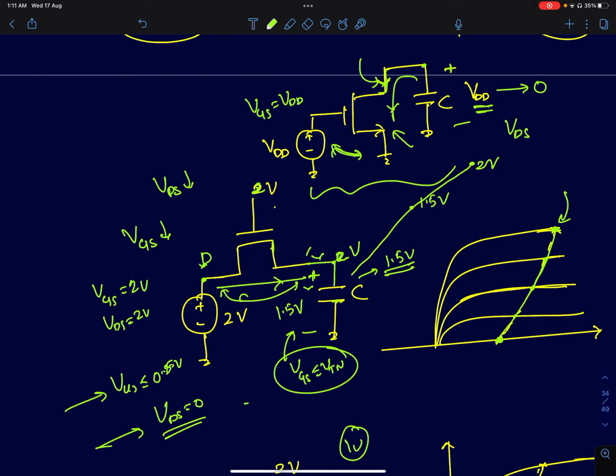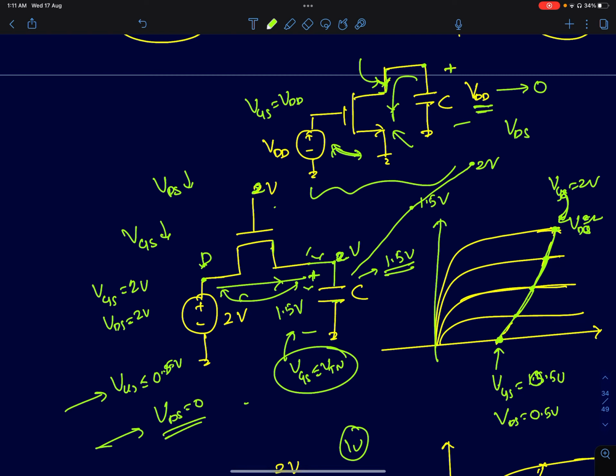We can also see that on an ID versus VDS graph, but I'll just explain very briefly. So we'll initially start at this point. VDS is 0.2 volts and VGS is 2 volts for this device. As the source voltage decreases, both VGS and VDS will decrease. And when the source voltage reaches 1.5, your VGS becomes 1.5, and VGS becomes 0.5 and VDS also becomes 0.5.